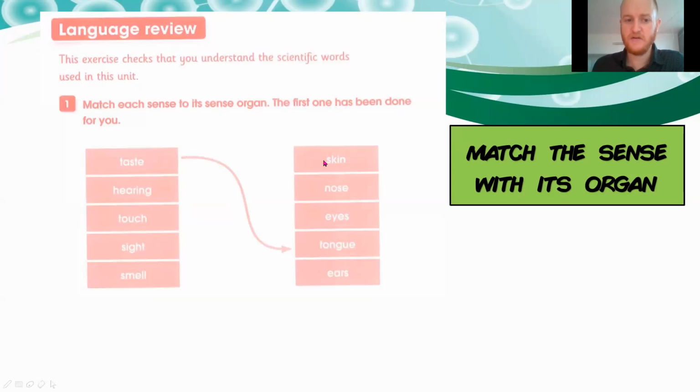Which one goes with hearing? Is it skin, nose, eyes, or ears? You match them. Okay, this should take a minute. Once you're done, you can go to the next question. If you need more time, you can pause it.